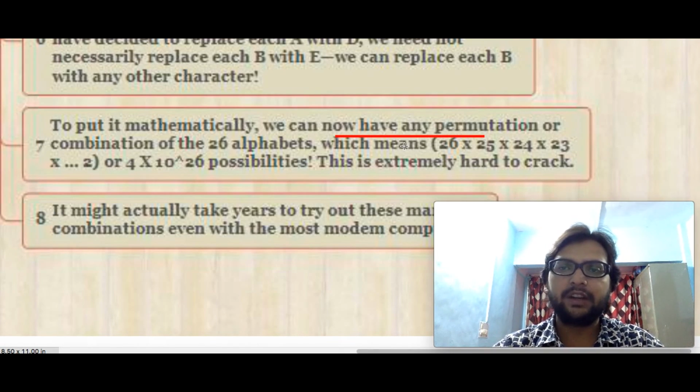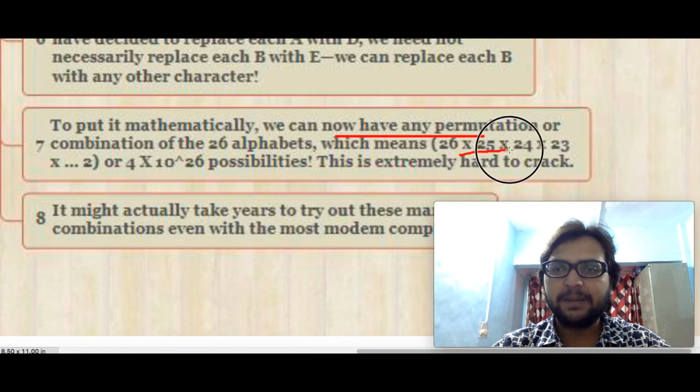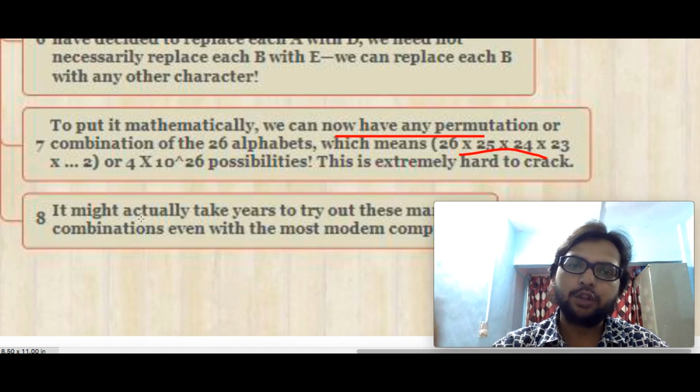What we mean by factorial: if I need to find the factorial of 3, what is the factorial of 3? 3 into 2 into 1. The same way, what is the factorial of our total alphabets? That many possibilities we now have to replace each alphabet with another alphabet. So that is 26 multiplied by 25 multiplied by 24 multiplied by 23 and so on down to 2.